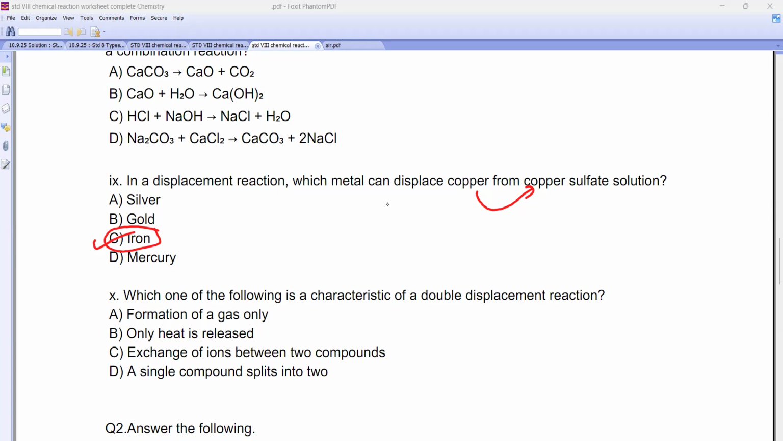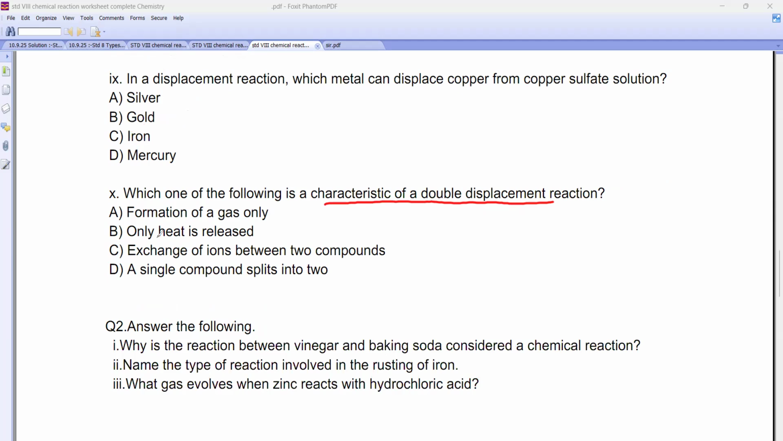Which one of the following is a characteristic of a double displacement reaction? Okay, in double displacement what happens? Exchange of ions or radicals between two compounds, right, beta? The ion partners change, beta? Okay, again they have given the same reaction, beta.